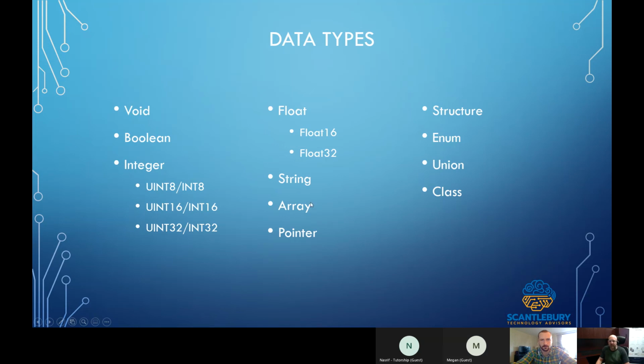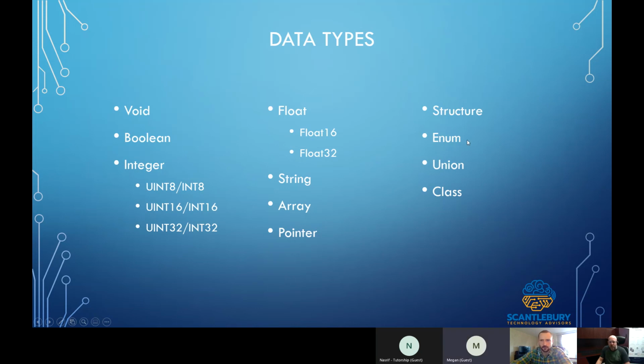Arrays, this is a collection of stuff. So if I had like a list of the temperature every day for the last 7 days, I would have an array of 7 numbers that each held one floating point number. Once again, we already talked about pointers. So this is like pointing to one of these addresses that stores this information.